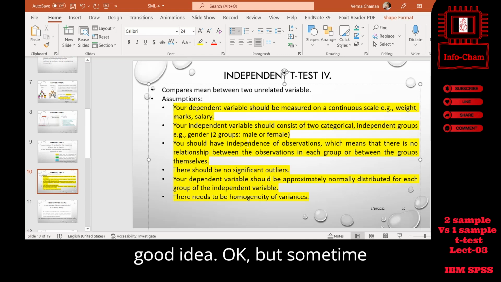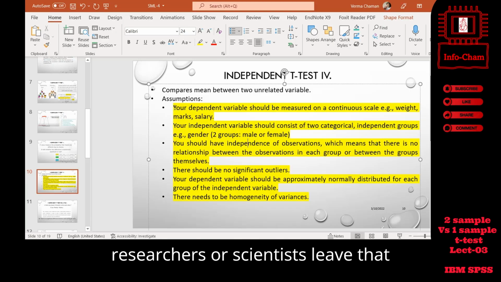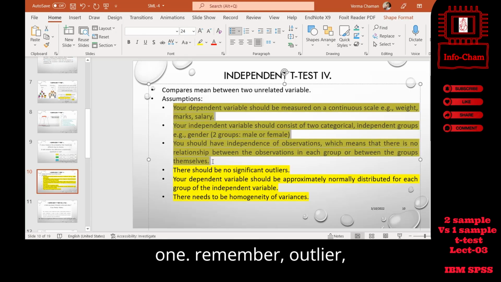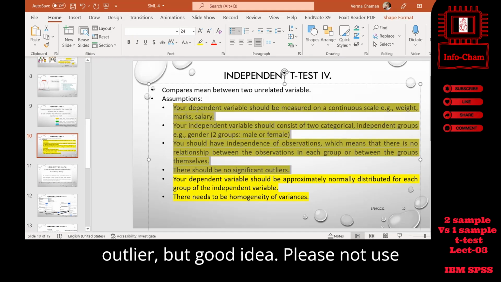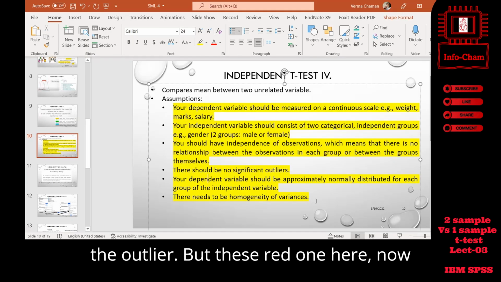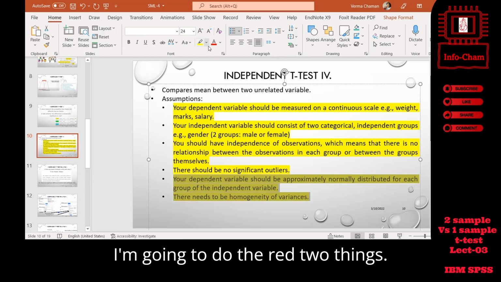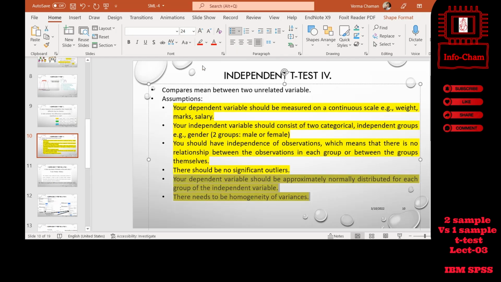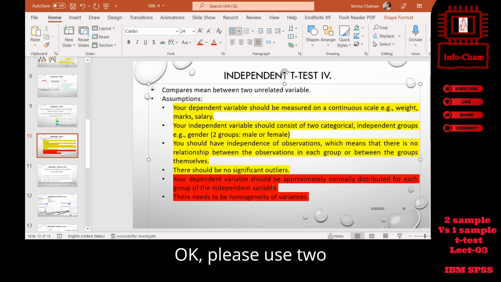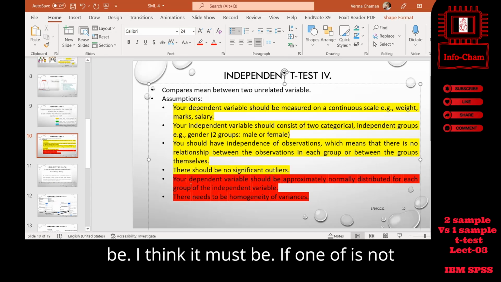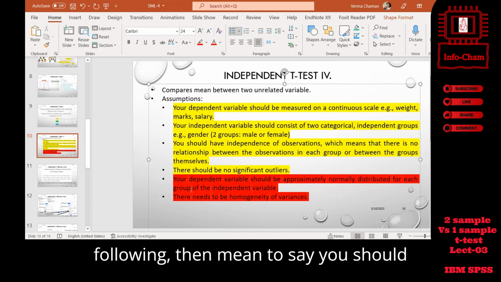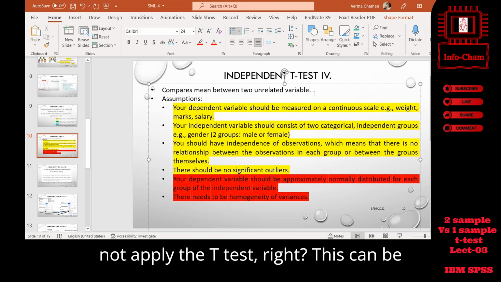Sometimes researchers or scientists leave that one. But remember, outliers, maybe you can consider them, but it is a good idea not to use the outliers. But these red ones here, I'm going to do the red two things. Please use two important rules. If you are following these rules, it must be okay. If one is not being followed, then you should not apply the t-test, right?